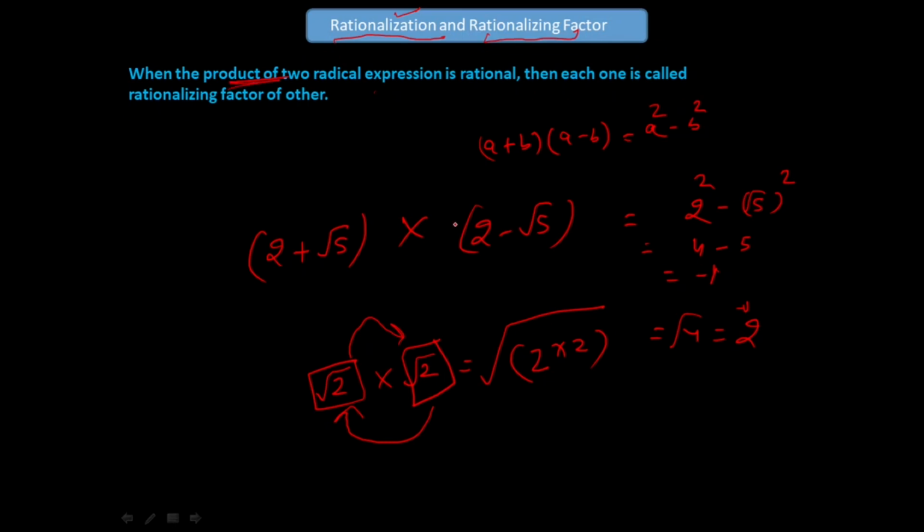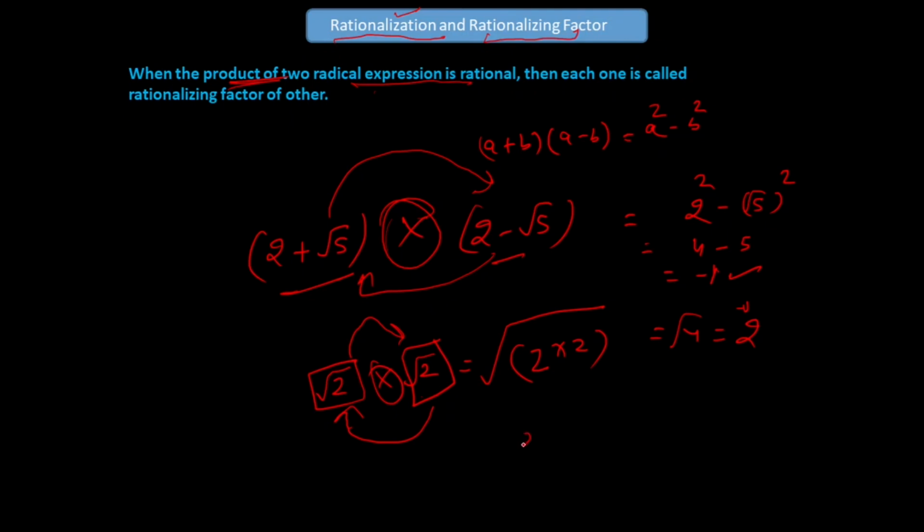When the product of two radical expressions is rational. This is called a radical expression. See, if I multiply this radical expression with this radical expression, I'm getting one rational number. Then this factor is called the rationalizing factor of that, which means one is called the rationalizing factor of the other. Same here. Root 2 is called the rationalizing factor of this, and this is called that.